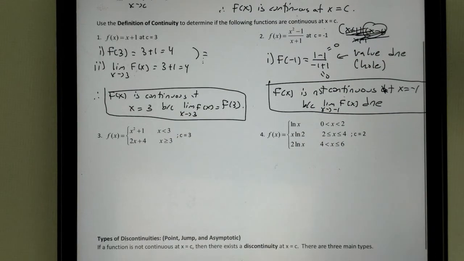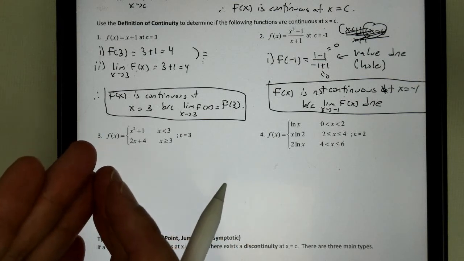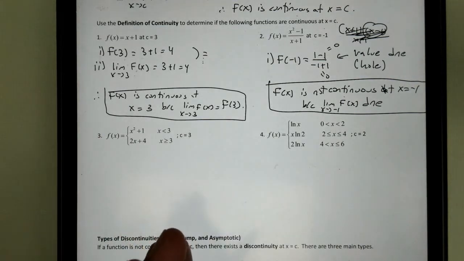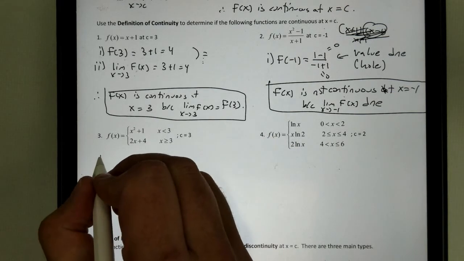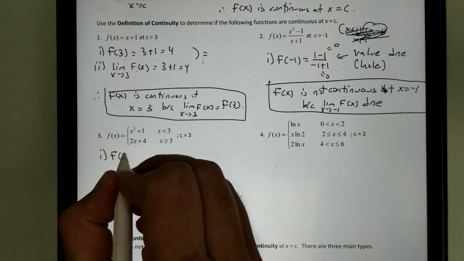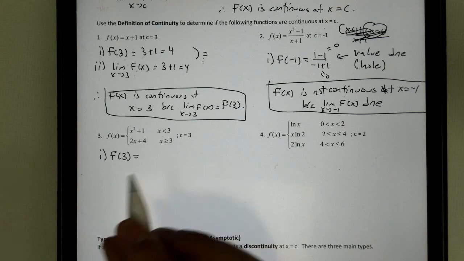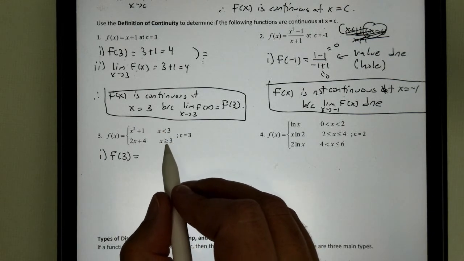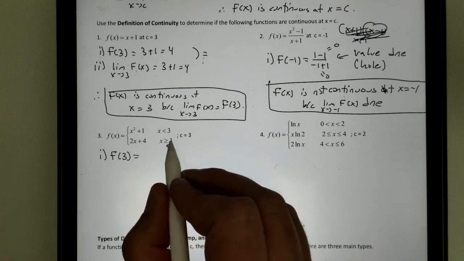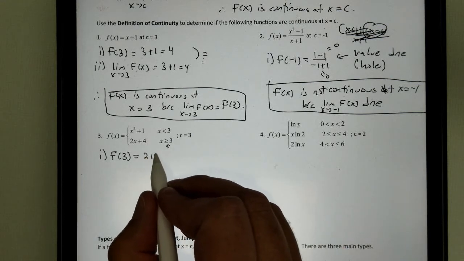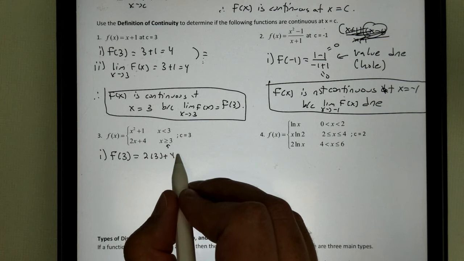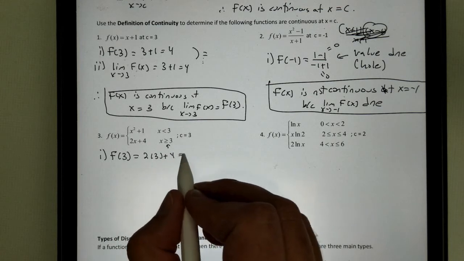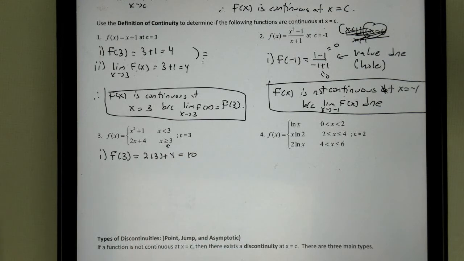All right, question 3. Let's try this one. We want to know if this composite function is continuous at x equals 3. So I'm going to test it. Step 1, find the value at 3. Now I've got to be careful which one of these represents the value. This one. It has the equal sign. So I'm going to plug my 3 into the bottom one. 2 times 3 plus 4, and that becomes, what's that, 10? Very good.